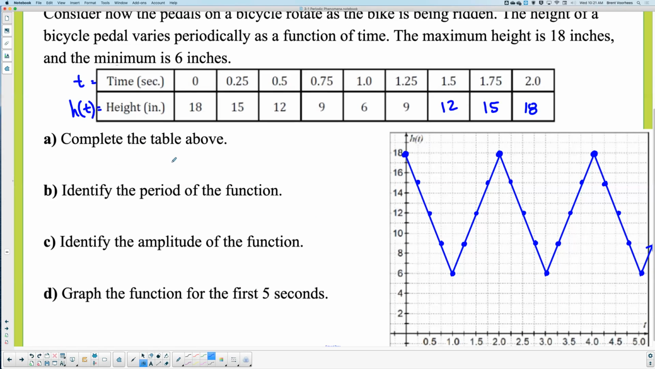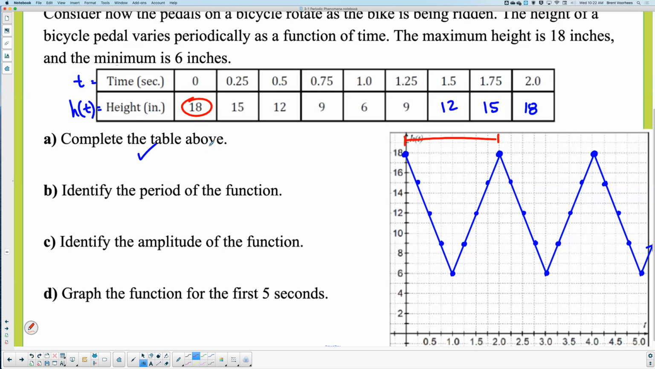So we have completed the table. So I'll just put a check. We've done that. What we have not done is identified the period of the function. So you can either look up here or on this graph here. If you're looking at the visual of the graph, what do you look for? Maximum to maximum. So here's the deal. If you're going to look at the table, you do the same thing. You look maximum to maximum.